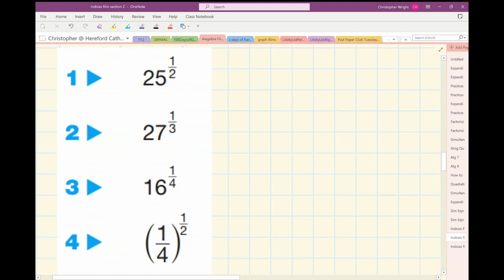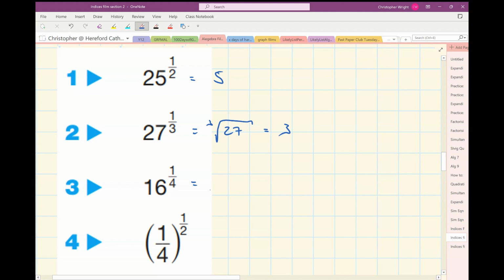All right, question 1. 25 to the power of a half, that's the square root of 25. 5. Question 2. 27 to the power of a third, that will be the cube root of 27. Something times something times something. Something times itself is 27. Answer 3.